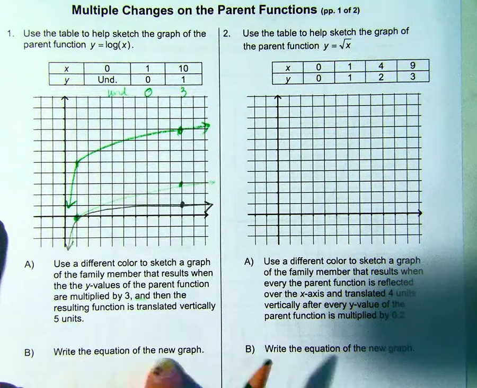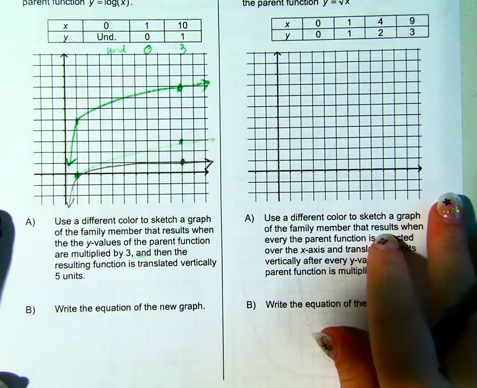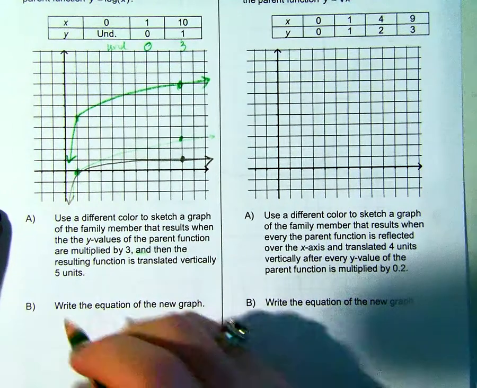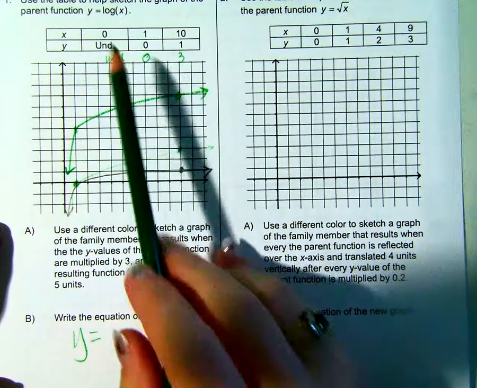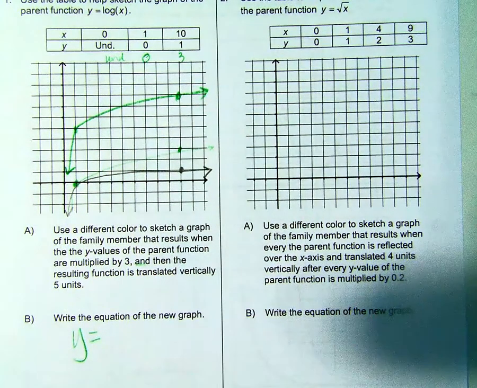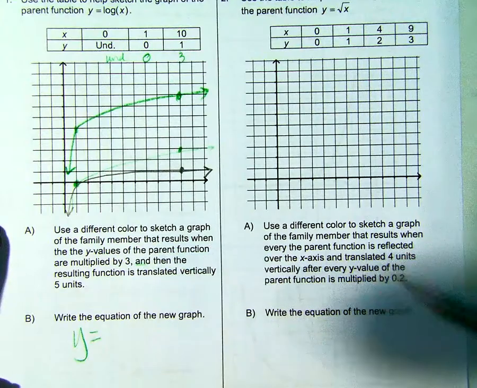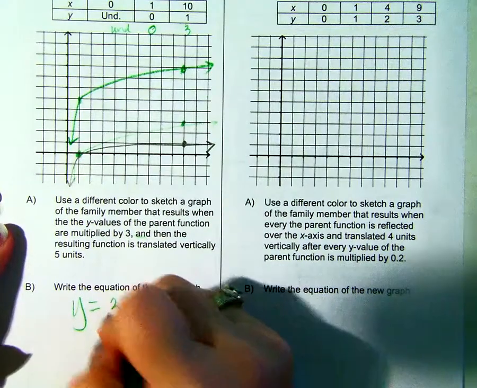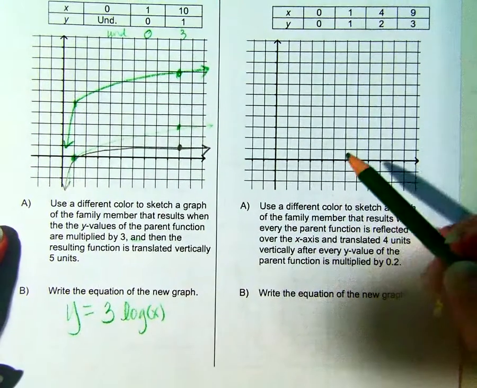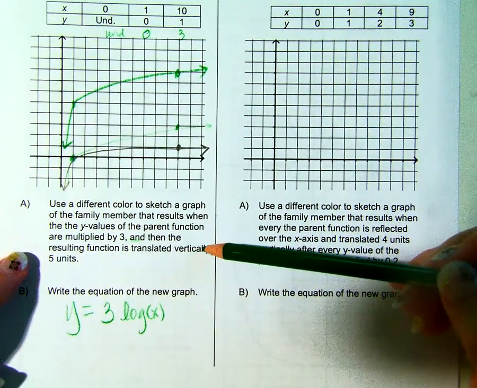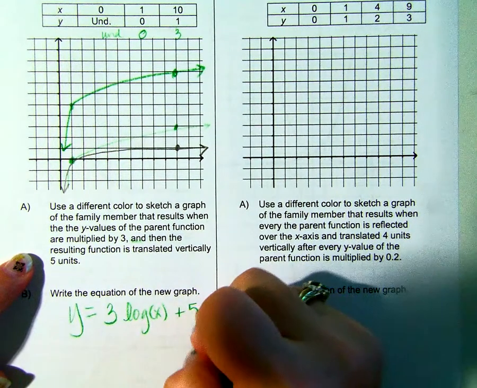So how do I write the equation of the graph? On the very, very basic level, what do I start with? Yeah, y equals, right? It was log of x. Did I have a multiplier? Was it a vertical multiplier? Did it affect the y values? So that it goes on the front. 3 log of x. And then I shifted it up 5. That's a vertical shift, so plus 5. That's it.